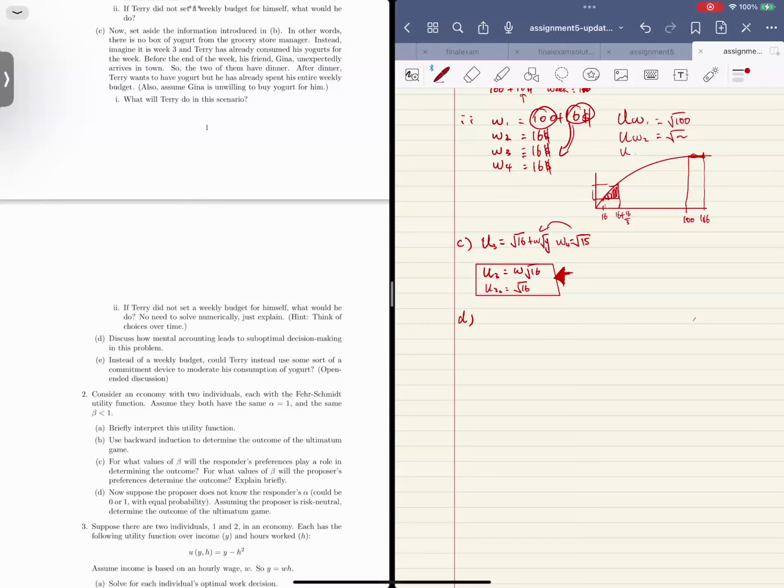Because his mental accounting resets. For example, if I'm too busy this week, but somehow it resets the next week, I didn't have time to spend all my money on yogurt and have zero consumption of yogurt this week. So that's very suboptimal, right? From the perspective of a month, I will have zero, like square root of zero in this week. And next week I can only spend $16 again.